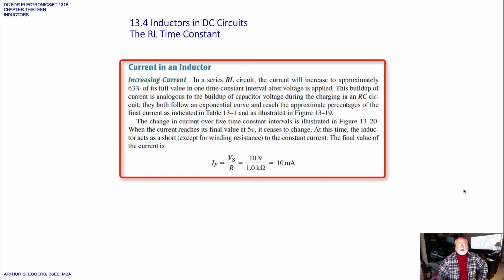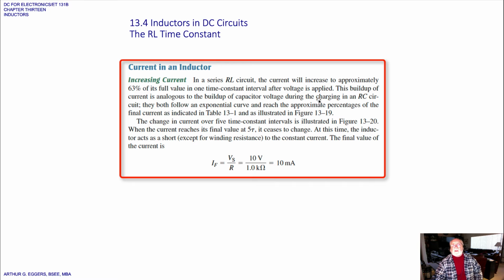So the charge time, the increasing current: in a series RL circuit, the current will increase to approximately 63% of its full value in one time constant. And after that, it grows in steps. We're going to learn those steps, and you're going to apply them. In fact, in your notebook, write them down because you'll be using them a lot during this lesson. One time constant interval after the voltage is applied is 63%. So if you had 1 amp, that would be what?